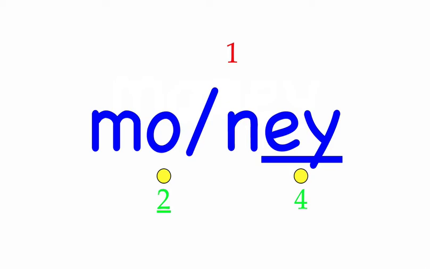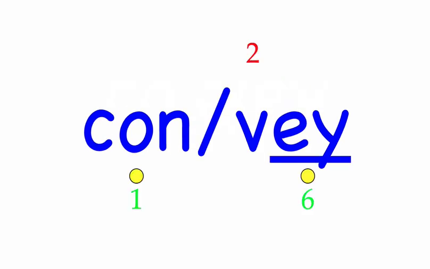Convey. How can I convey to you what I am trying to say? Convey. Con has 3 sounds: K, A, N. Vey, 2 sounds: V, A. Convey. Mark the word.